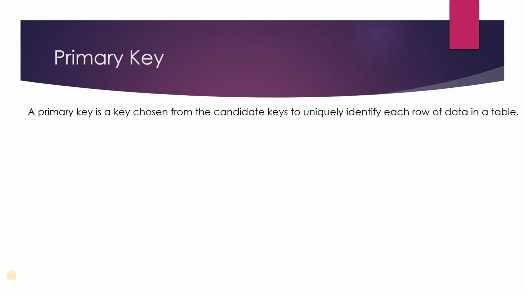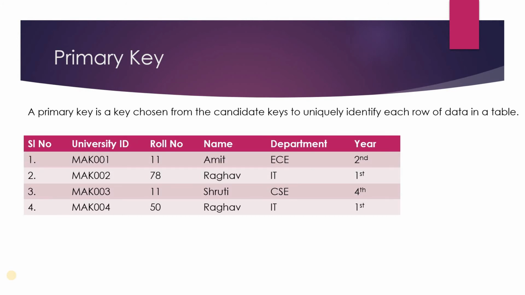Now comes the primary key. A primary key is a key chosen from the candidate keys to uniquely identify each row of data in a table. Now if we remember, the candidate keys of this table were serial number and university ID. So we can choose any one of these as a preference for the primary key, but choosing the university ID would be better because a student would recognize his university ID better than the serial number of his record in this table. So we choose the primary key of this table to be university ID.